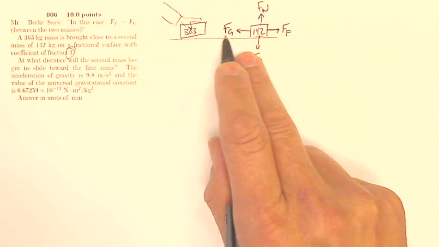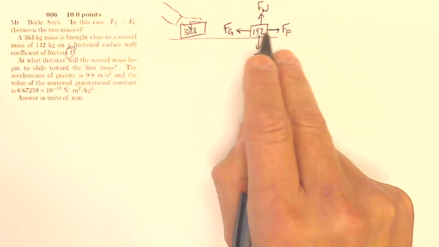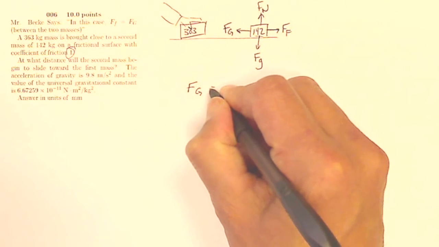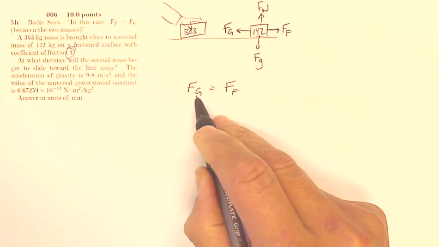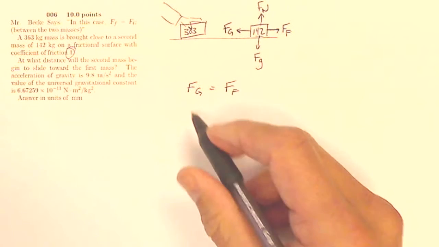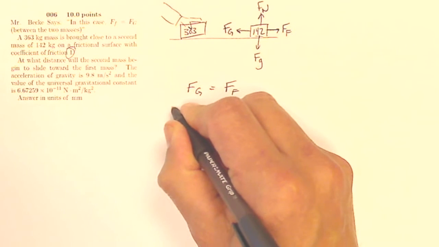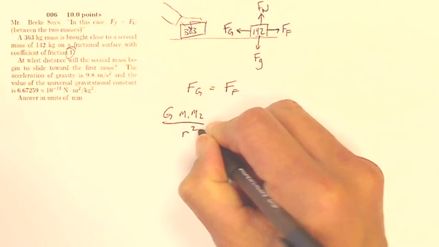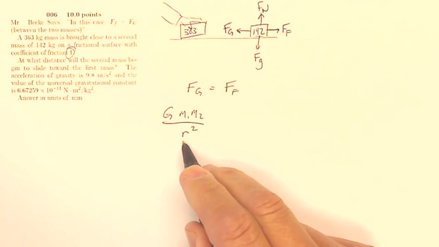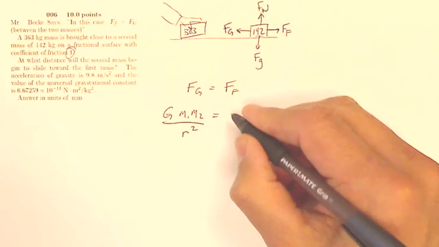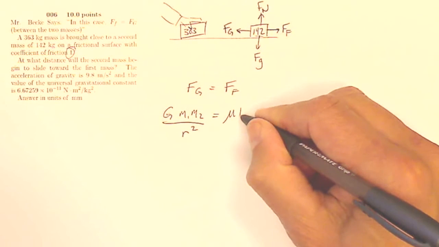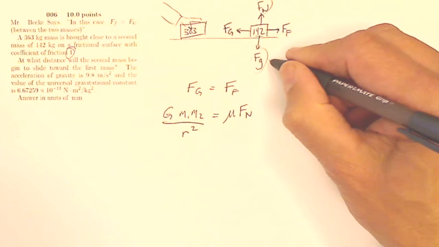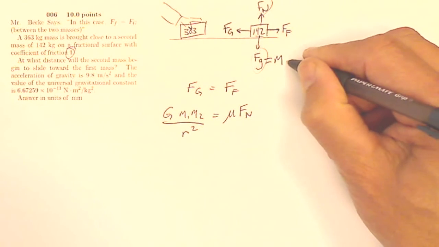What I know is that I want to set the gravitational force between the two masses equal to the force of friction. So I'm going to write Fg equals Ff. This universal gravitation equals the force of friction. The universal gravitation is G times the first mass times the second mass divided by the distance between them squared. I'm solving for r. That equals the force of friction, and the force of friction is mu times the normal force. In this case, the normal force is going to be the force of gravity, which is this mass over here times g.